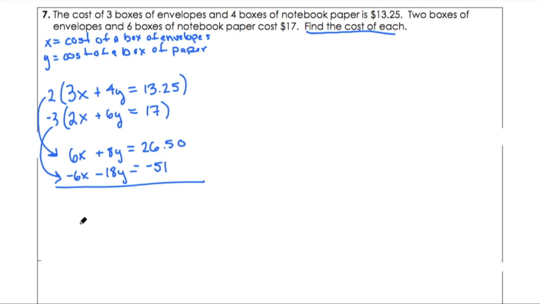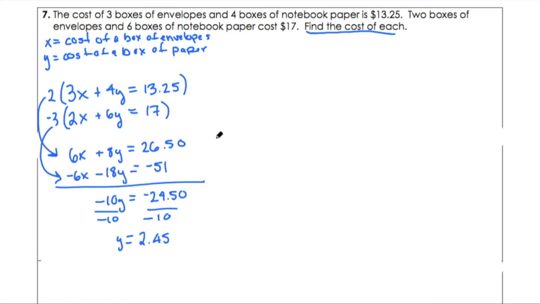Now I'm set up to add these two equations together. So when I add, the x's will cancel out, and I'll have -10y is equal to -$24.50. I'll divide both sides by -10, and I'll get y is equal to $2.45. So that should be the cost of a box of paper.